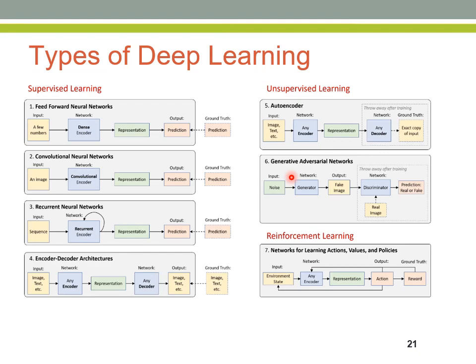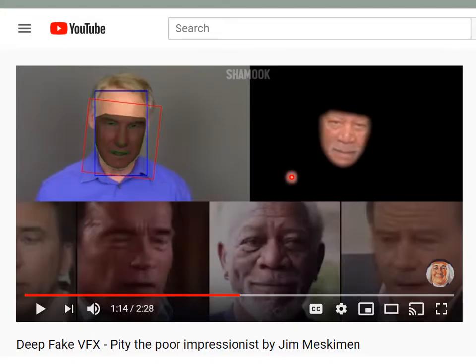Take a look at the video of Jim Meskimen's performance of Pity the Impressionist, in which a generative adversarial network here is used to insert features of 20 different actors that we see down here into the performer's face as he speaks without any interruption. So this is what generative adversarial networks do.